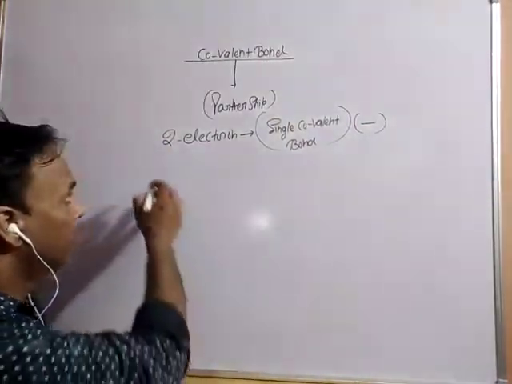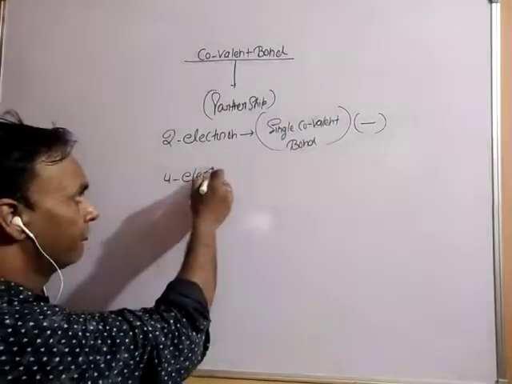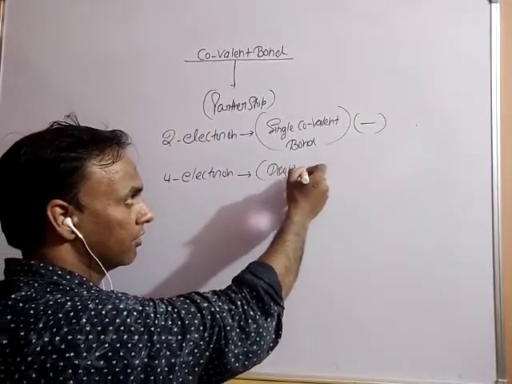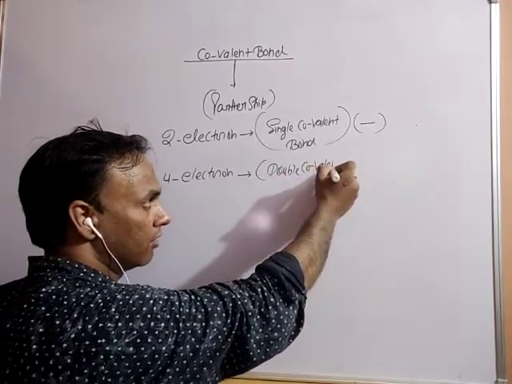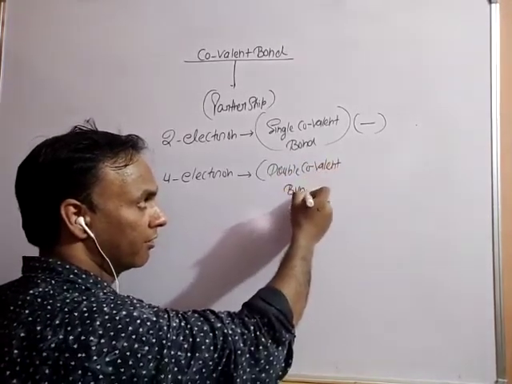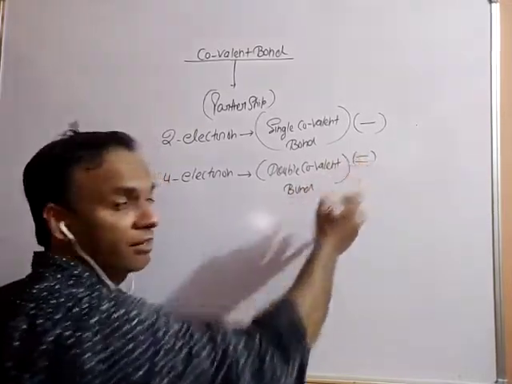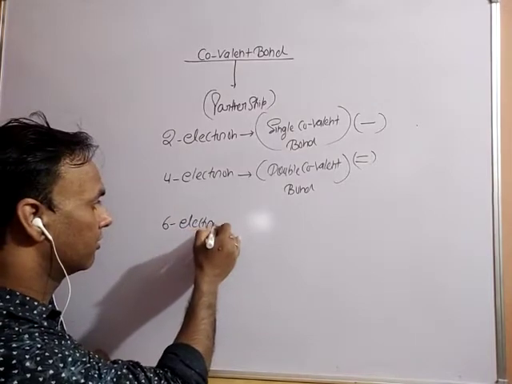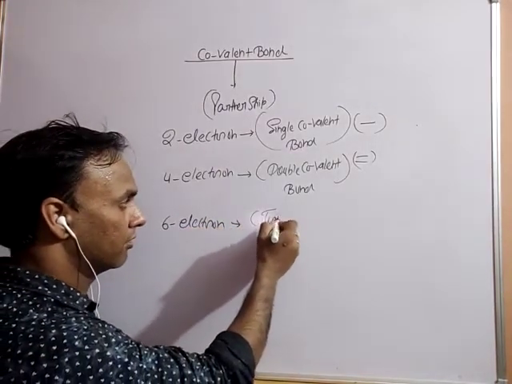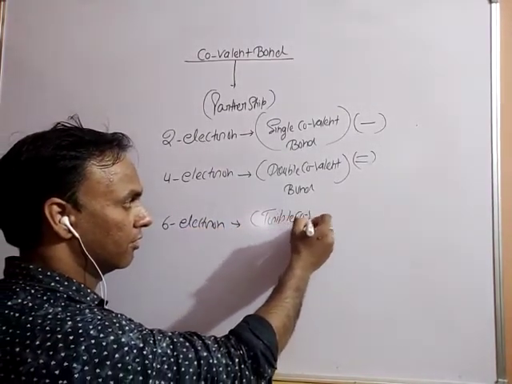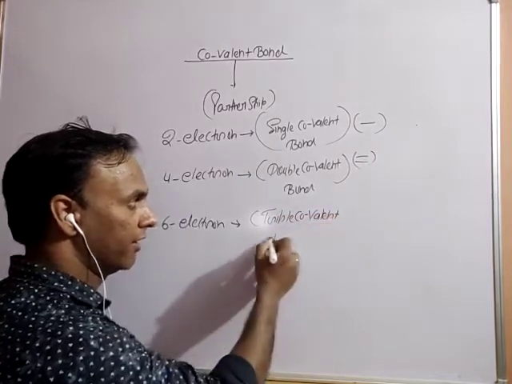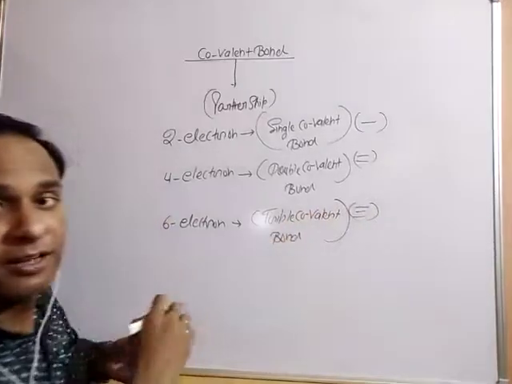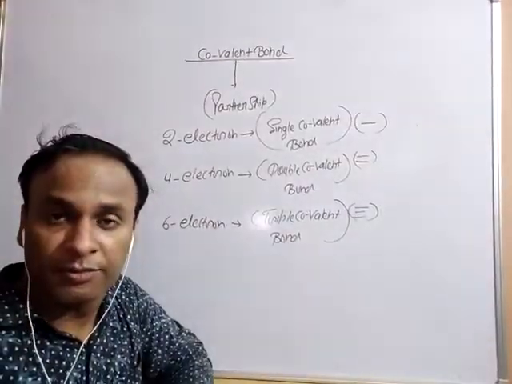When 4 electrons are shared, it is called a double covalent bond, represented by a double line. In the case of 6 electrons, a triple covalent bond is formed, represented by 3 lines.